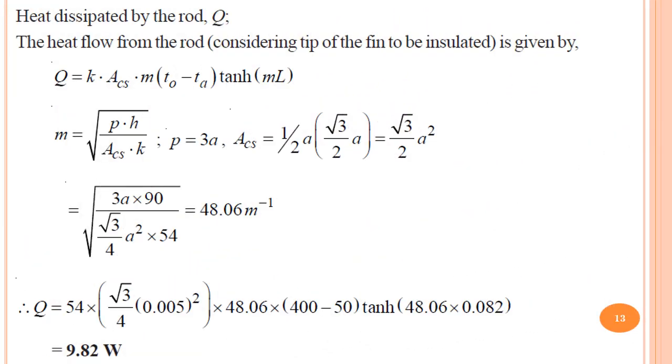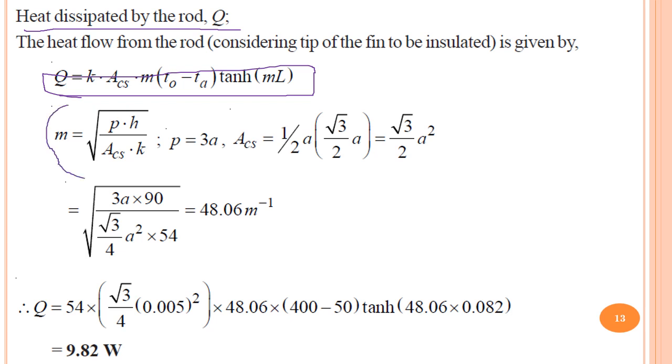It is given that the fin is of finite length and the tip is insulated. So the formula which we have to use is Q = kAm(T0 - Ta) tanh(mL). First we have to find the value of the fin constant. P is the perimeter, h is the convection heat transfer coefficient, A cross section is the cross section area, k is the thermal conductivity of the fin material. For an equilateral triangle, perimeter is 3a, and cross section area is half of a into root 3 by 2 a, that is root 3 by 4 a square.